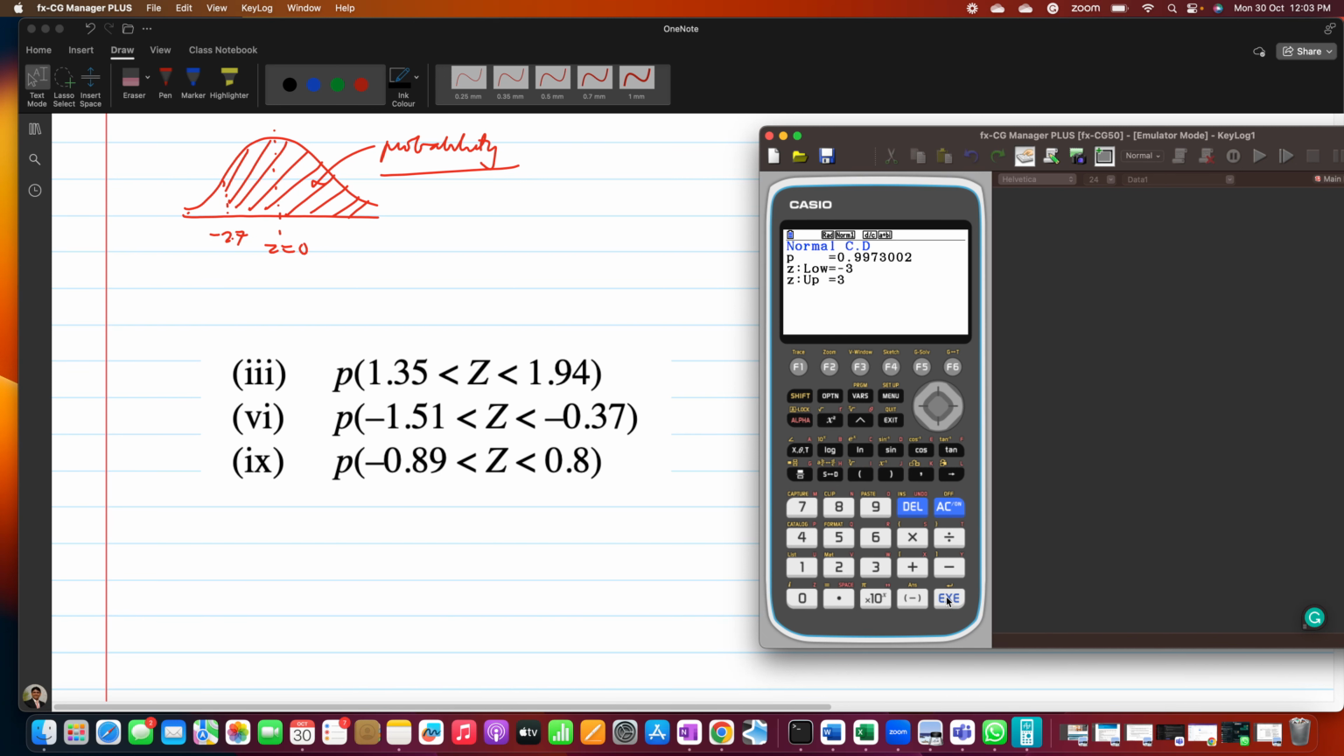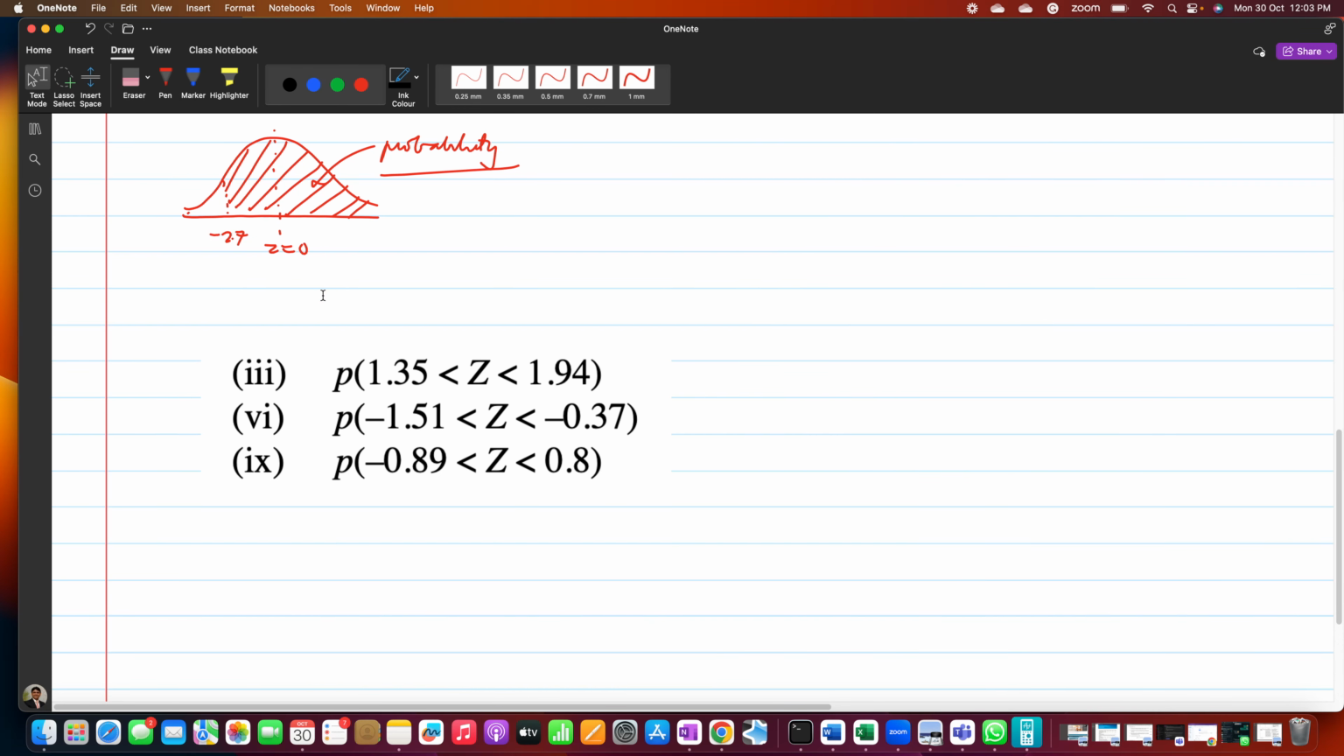So those are the numbers that I got: 68, 95 and 99.7. That's the rule. Within 1 standard deviation, 68% of the data lies. Within 2 standard deviations, approximately 95% of the data lies, and 99.7% lies within 3 standard deviations.